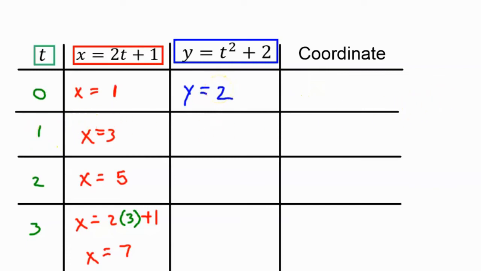So the next one here, we're going to substitute 1 for our t value. So we'll end up with y equals, instead of t squared, is going to be 1 squared, still plus 2. So 1 squared plus 2. So 1 squared is 1. Add 2 to that. That's going to give us 3. So in this case, our y value is 3.